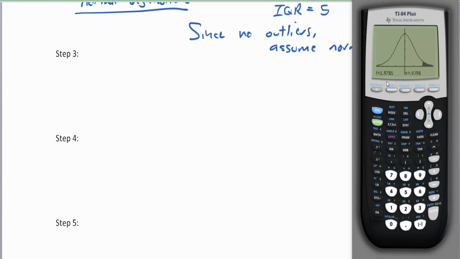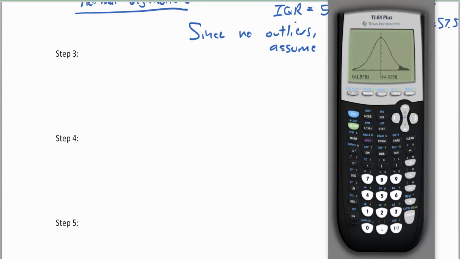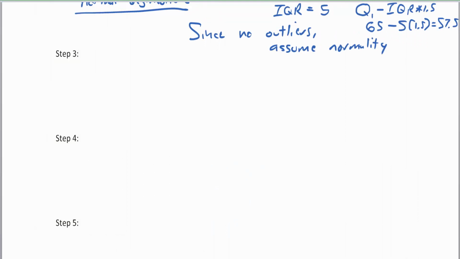All right, so we've got a t-value of 1.9781 and a p-value of 0.0396. So let's write that down for step 3. I'm not going to list all the steps here because you've been through the previous video. So here's our t-value, or t-score, which is like a z-score, but in the family of t-curves. And this is our p-value of 0.0396.